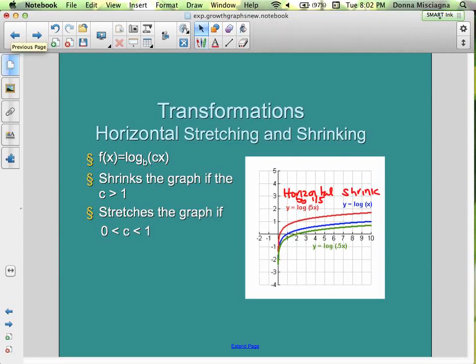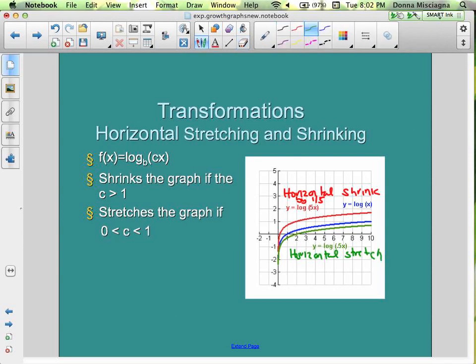y equals log 0.5x. That's going to be a horizontal stretch. With that 1/2 there, you're going to stretch by a value of 2, because now you need a value twice as big. Over here, y equals log 5x, I only need a value 1/5 as big to get to the same place. And it'd be nice if I spelled stretch right.